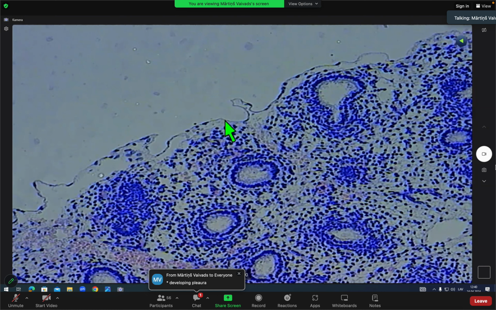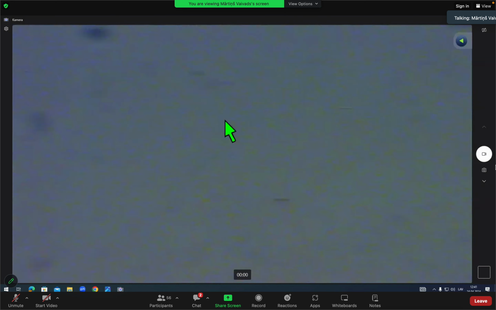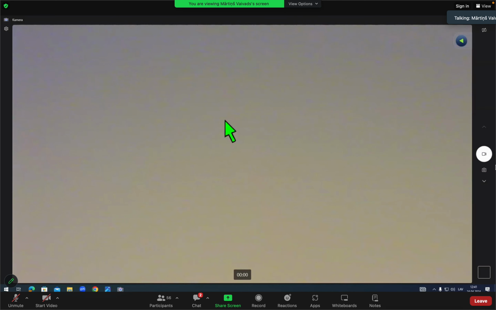Sorry, pleura, spelling mistake. So developing pleura. So that also can appear. Not in all slides, but in some. So here you need to use your logic. So this is a relatively simple type of slide. Next slide, we will check development of the small intestine weeks 8-9.